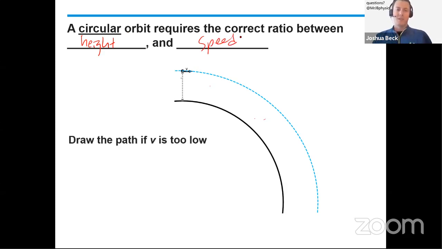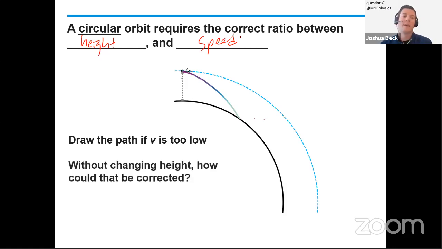See, if I try and launch something from this particular point, but the speed is too low, what's the path going to look like? It's going to look more like a projectile. So without changing the height, how could I correct that? Well, let's look at where this lands. It lands right there. If I want it to be on this orbital path, the blue dotted line, where do I need it to land? I need it to land over here. Well, the only way I can get from this first path out so that it actually lands at this other path is if I increase the velocity. And so this thing can actually get further over.